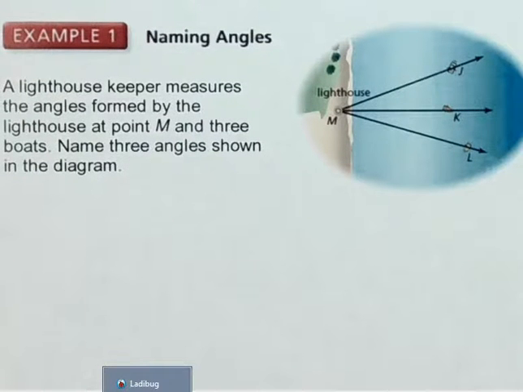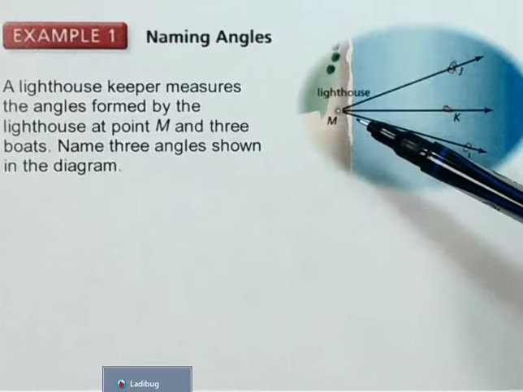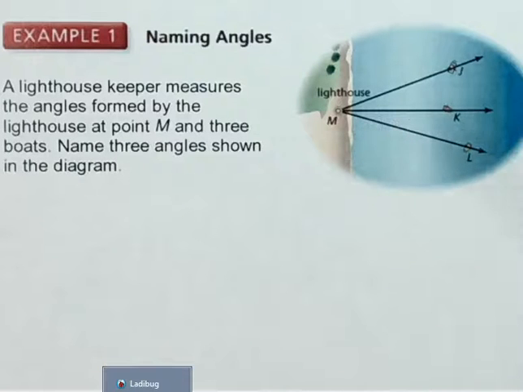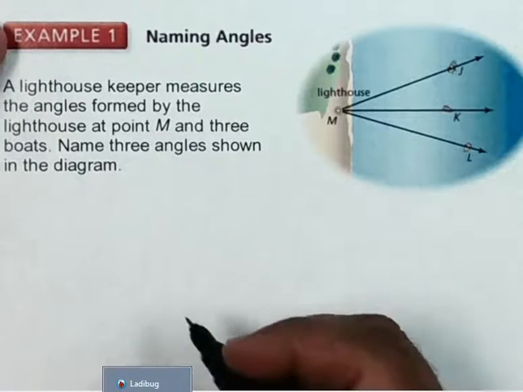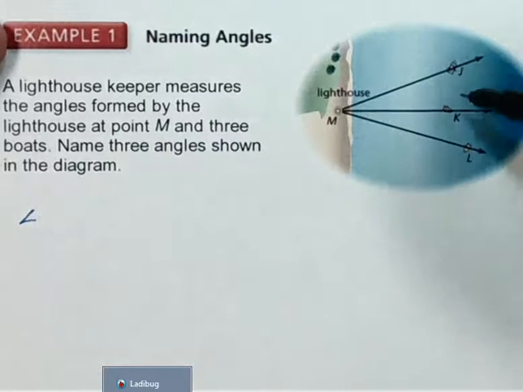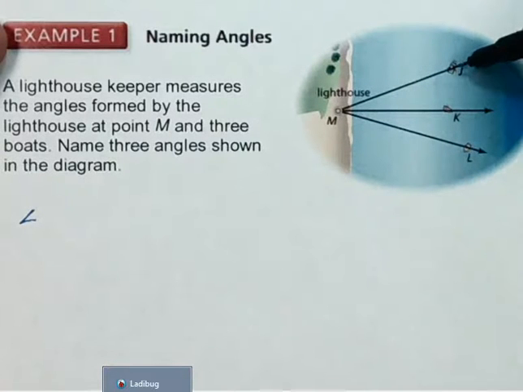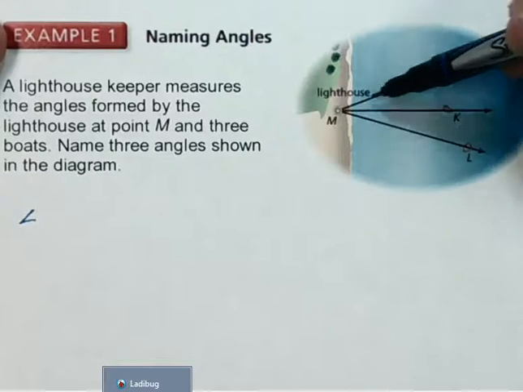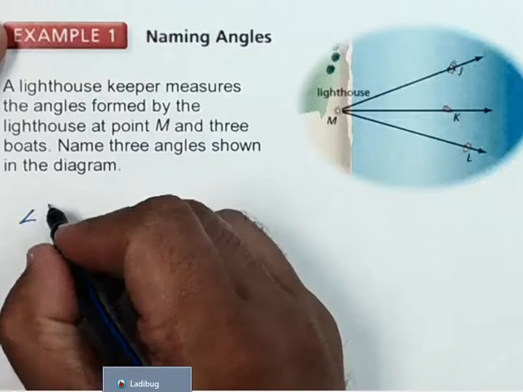All right, so we're going to look at an example real quick. A lighthouse keeper measures the angles formed by the lighthouse at point M and 3 boats. Name the 3 angles shown in the diagram. Now, for this particular example, I cannot just call them angle M because I wouldn't know which angle I'm looking at. We'd have to use the different points, or in this case the boats, to differentiate between the different angles. So my first one, I have to use the points that are on the rays themselves. So I'm going to use point J, point M, and point K for my first one.